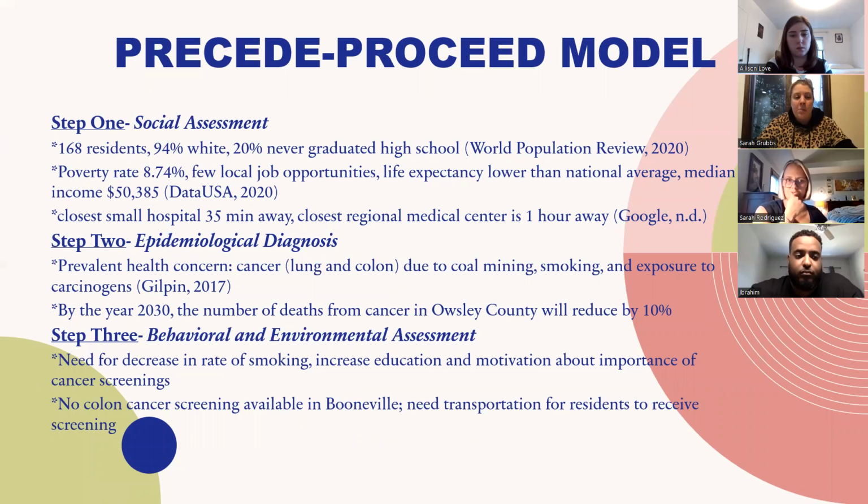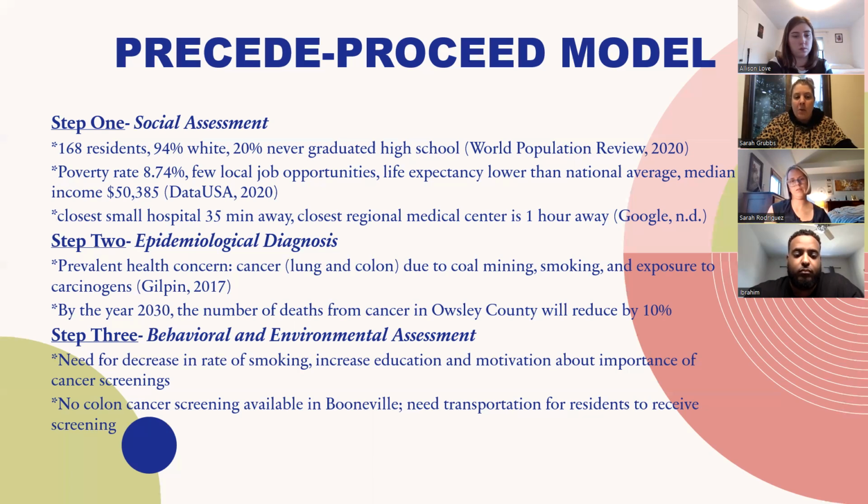So step one of this model is social assessment, and we've already gone over a lot of this information, but it's looking at the community. There's 168 residents in Booneville, 94% white and 20% never graduated. I also wanted to point out that the poverty rate was 8.74%, and there's few local job opportunities. And then, as we've discussed, the life expectancy is lower than the national average. We also discussed that the closest small hospital is 35 minutes away, and the closest regional medical center is an hour away.